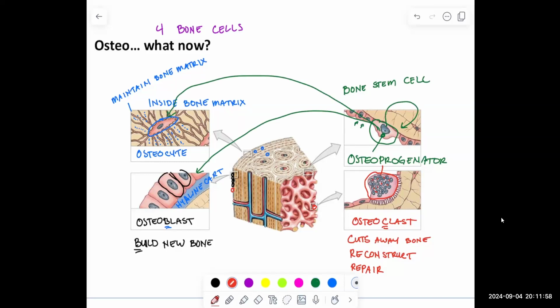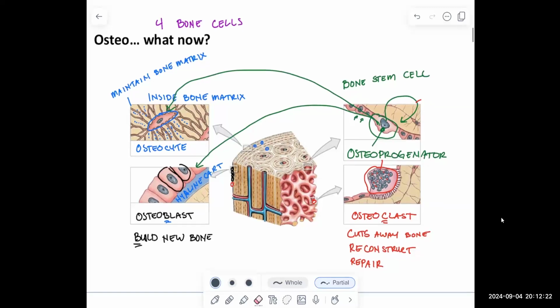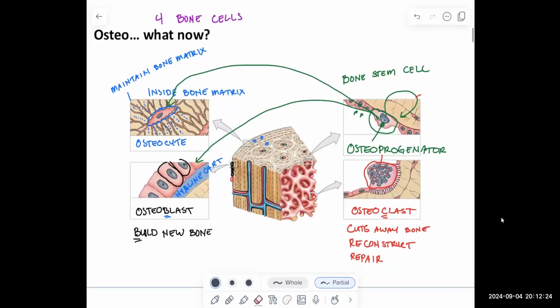It does not make those. Something else does. That's why it has multiple nuclei in it. So the osteoprogenitor can become osteocytes and osteoblasts and make copies of themselves. It's a stem cell for bone. Those are your 4 bone cells. They all start with osteo.